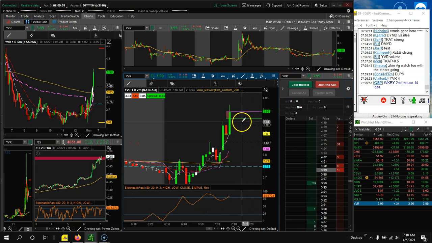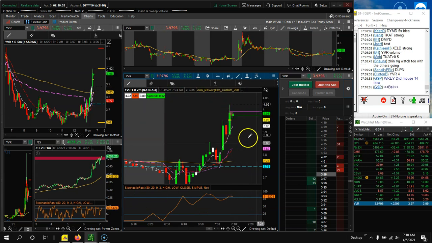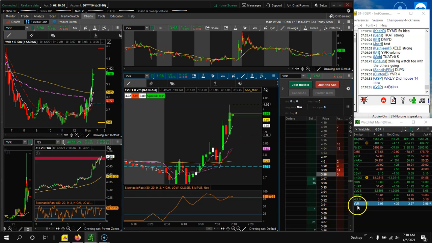YVR, not bad, but the problem, yes, we have a 3 cent spread, but it's not moving. There's not enough things going on.